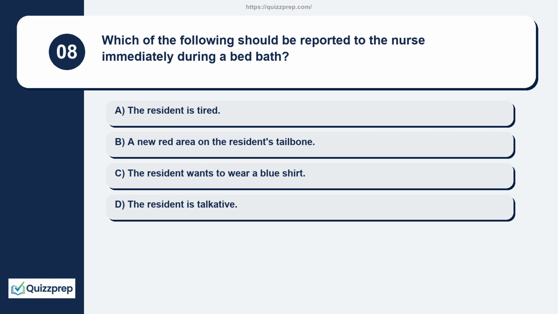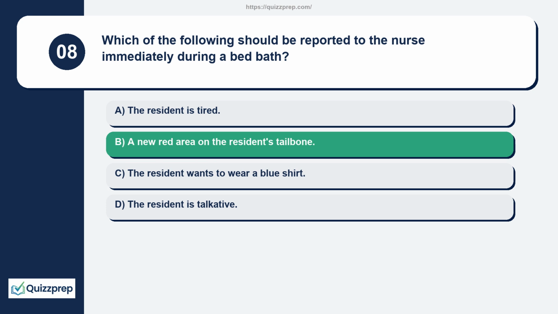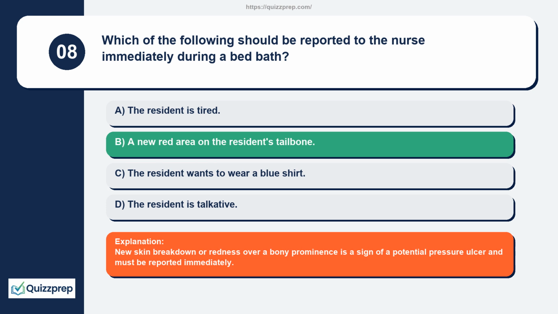Question 8. Which of the following should be reported to the nurse immediately during a bed bath? The resident is tired, a new red area on the resident's tailbone, the resident wants to wear a blue shirt, the resident is talkative. New skin breakdown or redness over a bony prominence is a sign of a potential pressure ulcer and must be reported immediately.